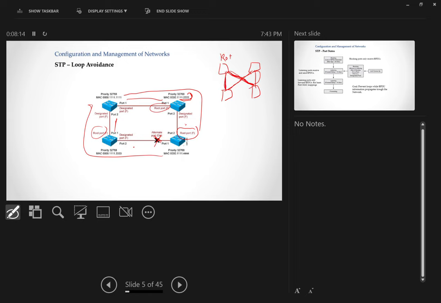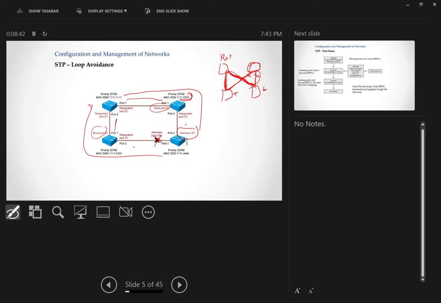Okay? Now, this one is the one that's going to cut one of them. It's either going to cut this or it's going to cut this. And it's the same situation because you see, it's 2 hops away from the root, 2 hops away from the root. So it will choose either this one or this one to be forwarding, and the other one is cut.